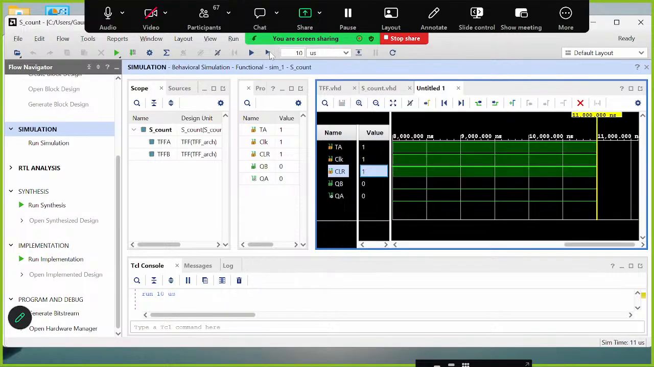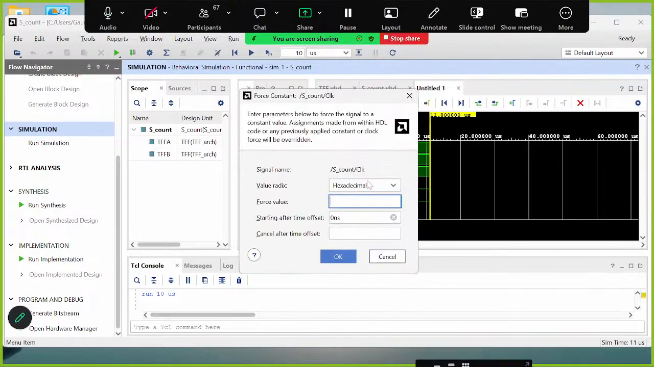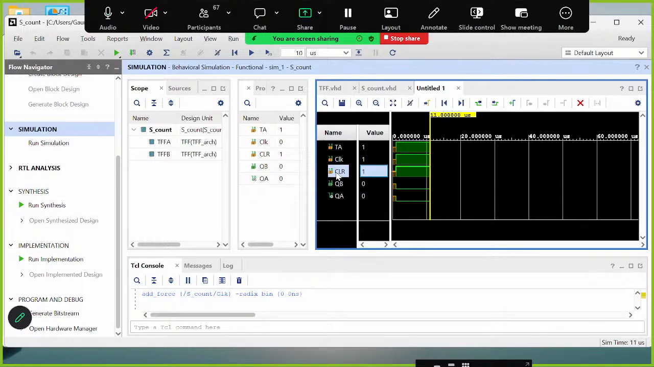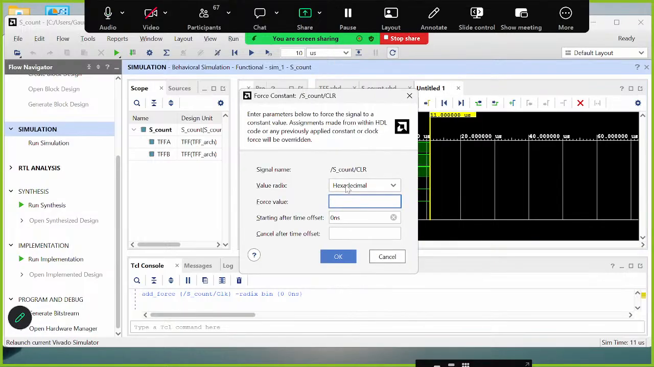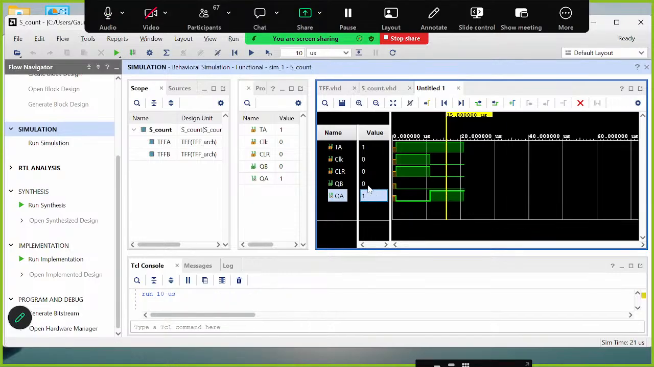You can see over here the outputs are starting with 0 0. Now after that, let's make the clock transit from 1 to 0 over here and disable this clear signal. Okay, now again run for a short duration. Now you can see perfectly it is working. Your output is getting 0 and 1. Okay, you are getting 0 1.